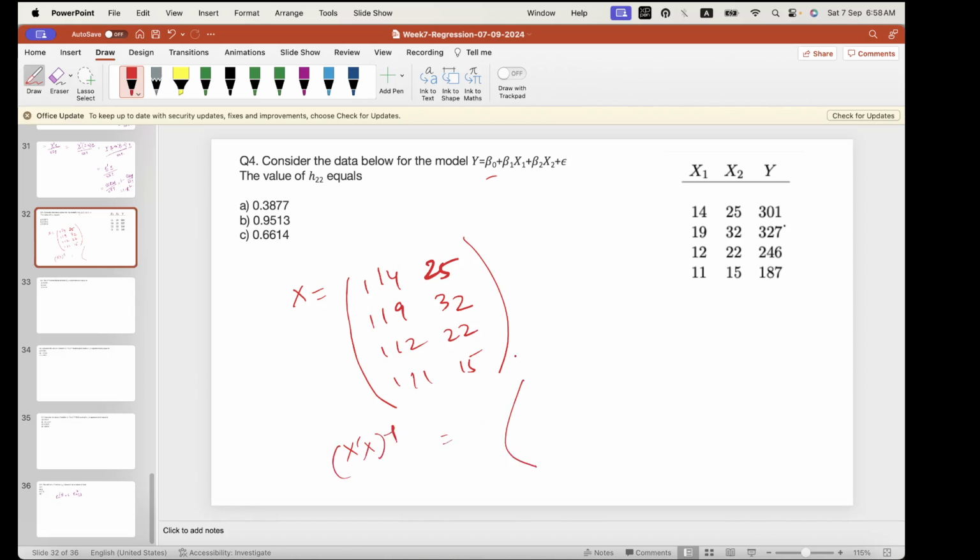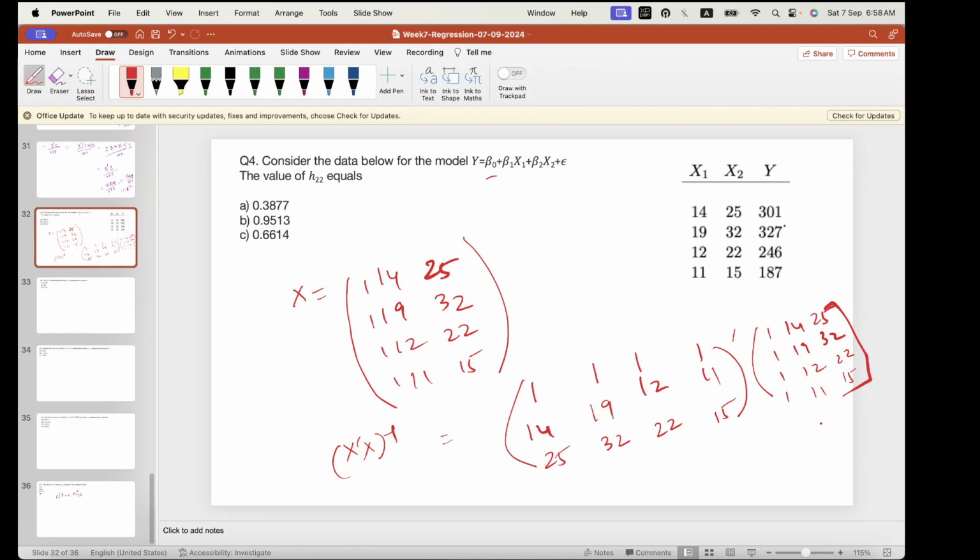So that would be X transpose is what? 1, 1, 1, 1, 14, 25, 19, 32, 12, 22, 11, 15. Okay, transpose again: 1, 1, 1, 1, 14, 25, 19, 32, 12, 22 and 11, 15. Okay, so we'll find out X transpose X inverse.